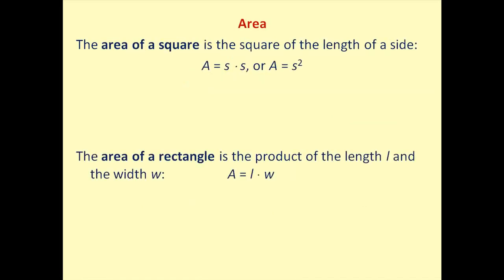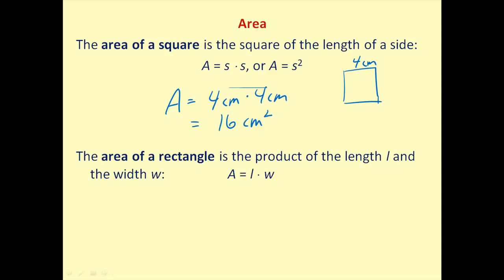Okay, let's go ahead and talk about area now. The area of a square is the square of the length of a side. So again, we know all of these sides have the same length. If we're given that this length is equal to 4 centimeters, then the area will equal 4 centimeters times 4 centimeters, which will equal 16 centimeters squared.